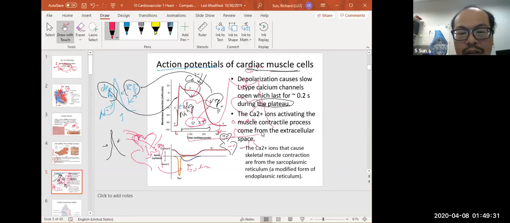So overall, this contraction takes about 0.4 to 0.6 seconds, from the atrium contraction to the ventricle contraction.